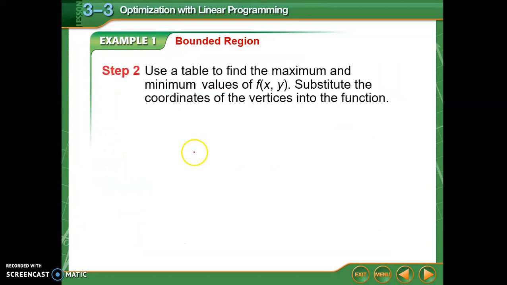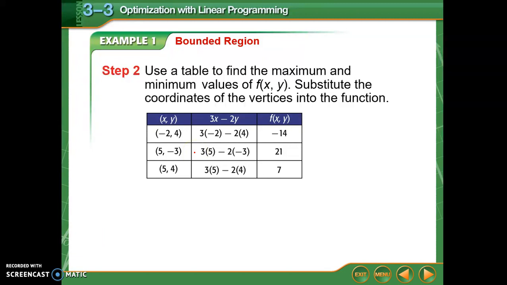So we're going to use a table. Here, these x and y coordinates represent my vertices. This is the function they gave me, f of x, y. And so, for example, if x is negative 2, I plug negative 2 in for x. Here I'd plug 4 in for y. So 3 times negative 2 is negative 6. Minus 8 gives me negative 14. I plug in 5, negative 3, and 5, 4, and I do the same thing, and I get 3 different values, negative 14, 21, and 7.